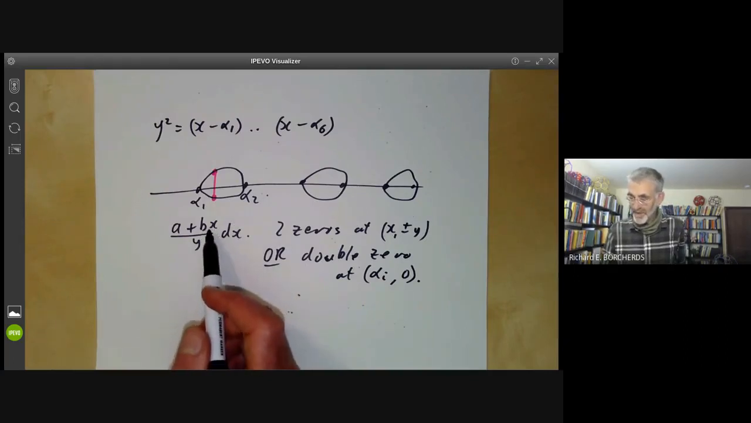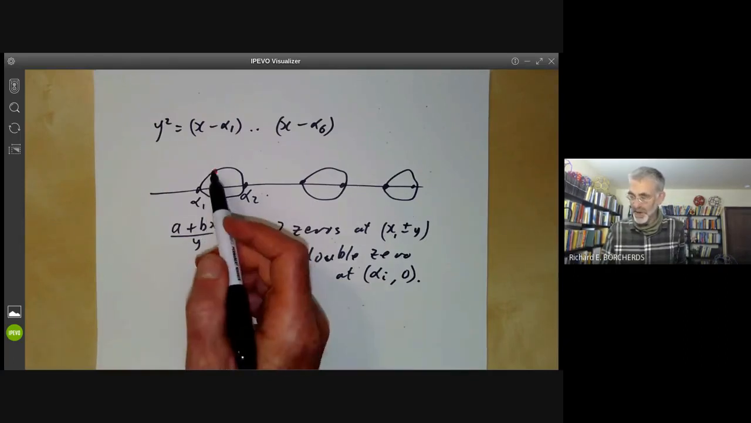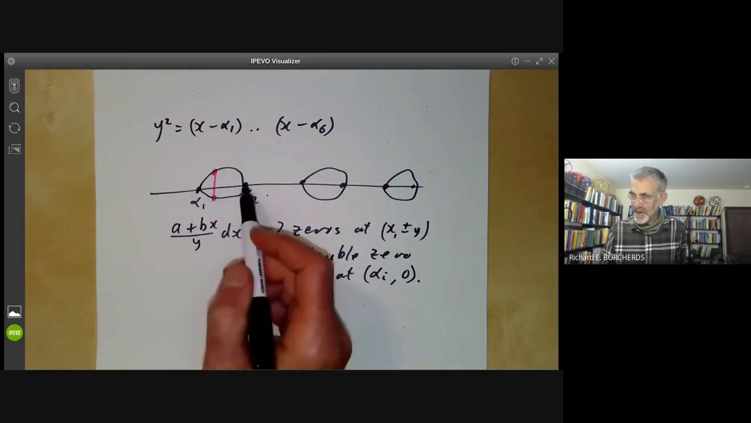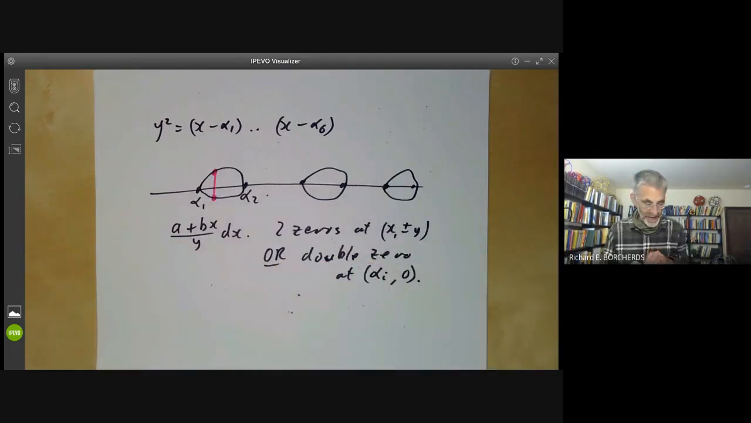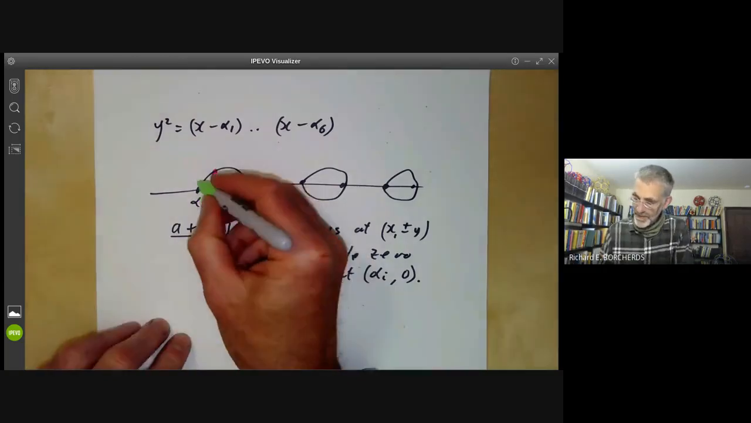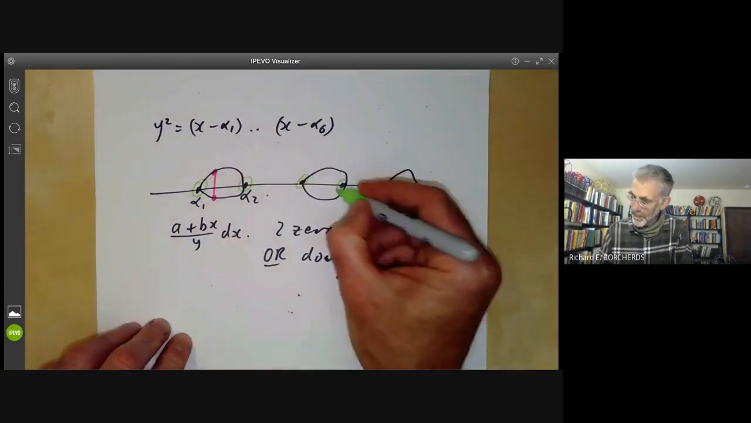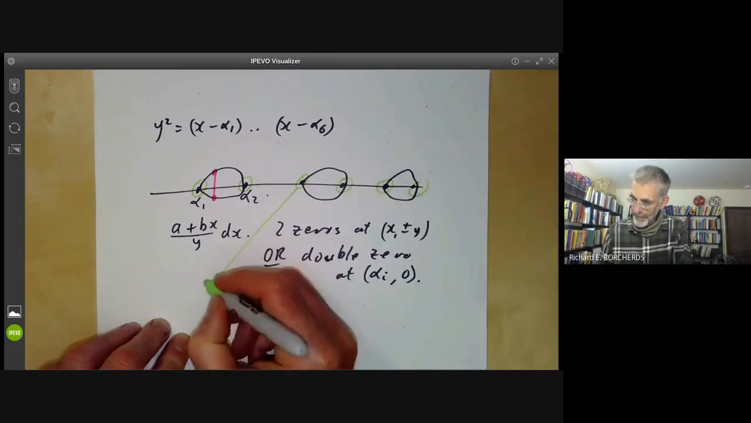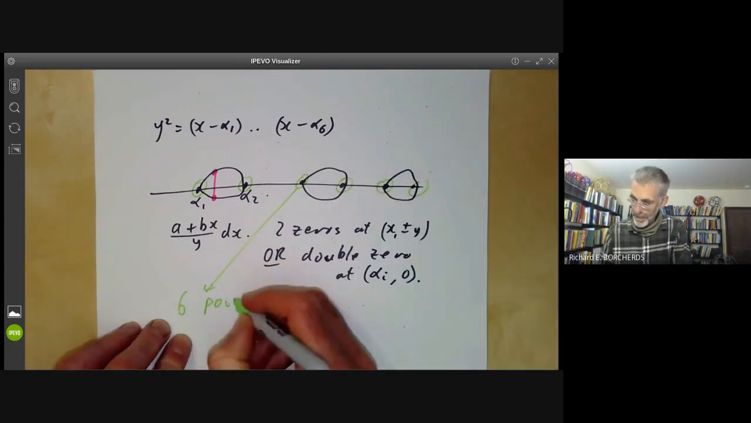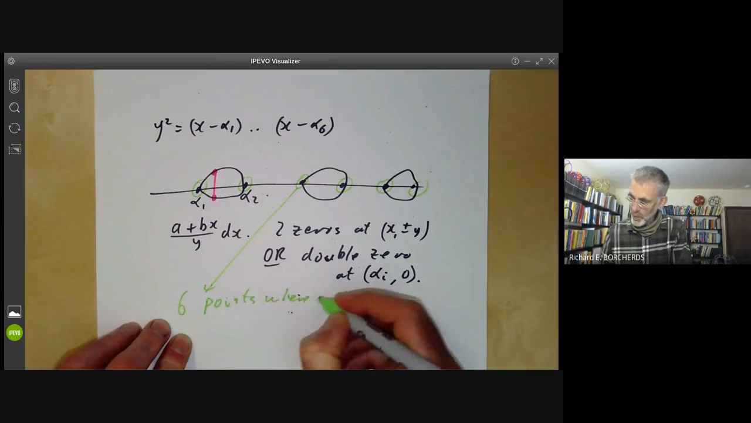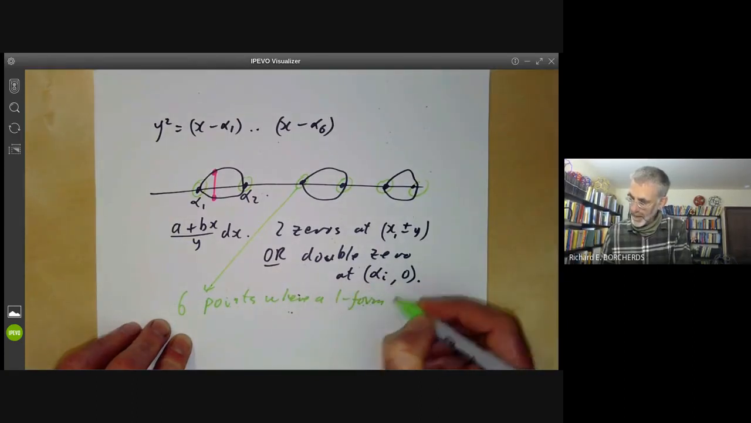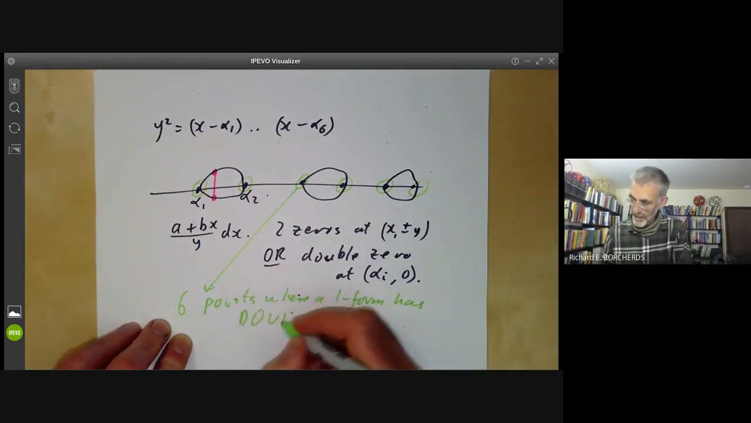So a one form always has two zeros, and these are usually at distinct points, but there are 6 special points where it has a double zero. So there are 6 points on this curve where a one form has a double zero.